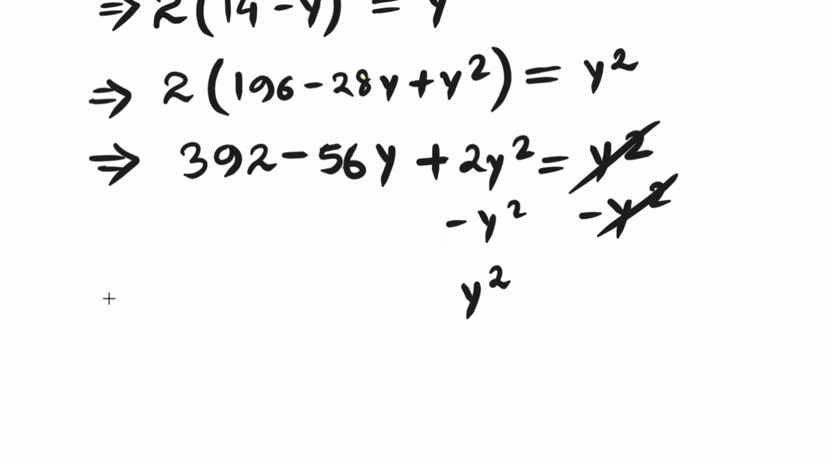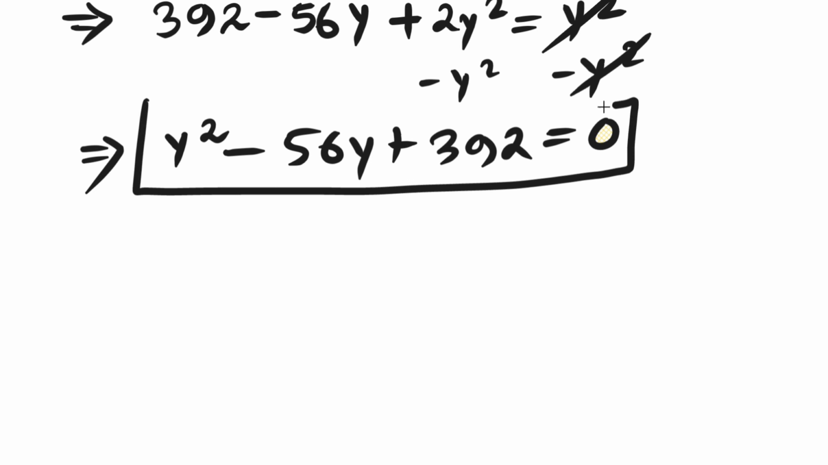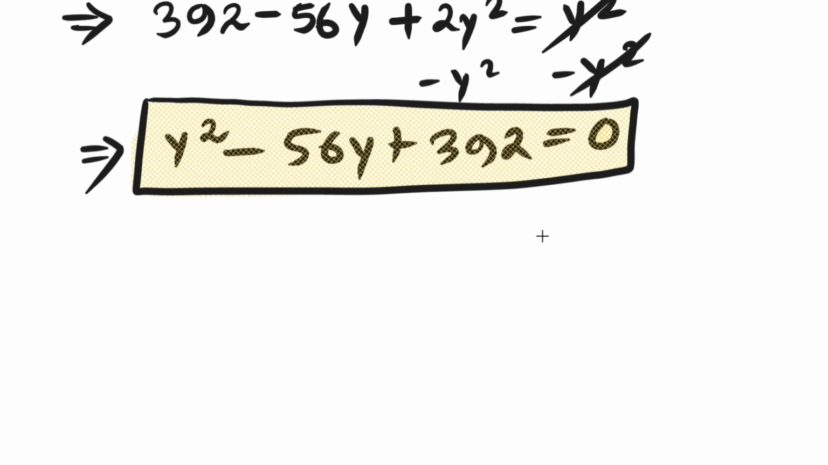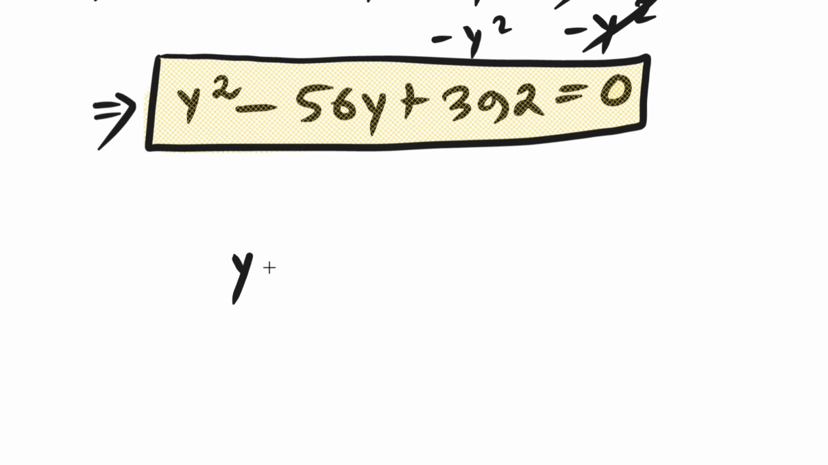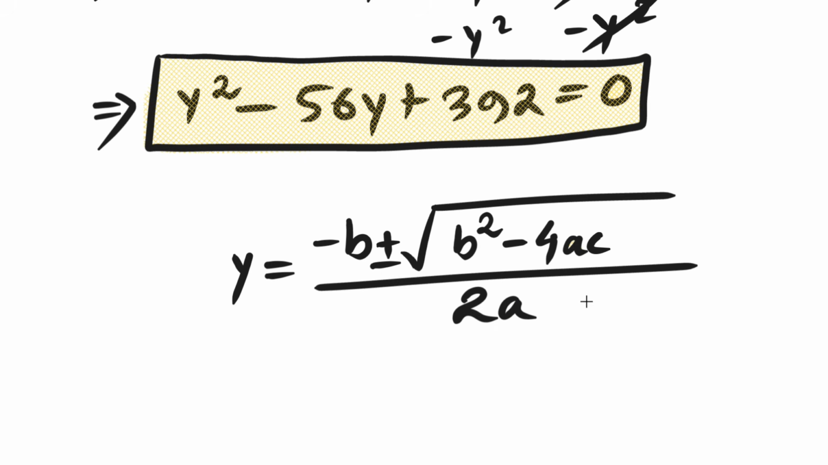So the equation becomes y squared minus 56y plus 392 equals 0. Great. Now we have a quadratic equation, and we can solve it using the quadratic formula. Remember, the quadratic formula says that y equals negative b plus or minus the square root of b squared minus 4ac, all divided by 2a.